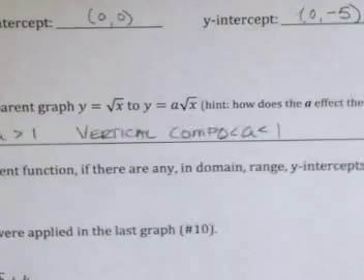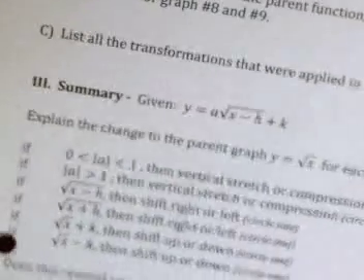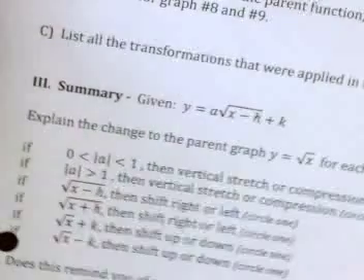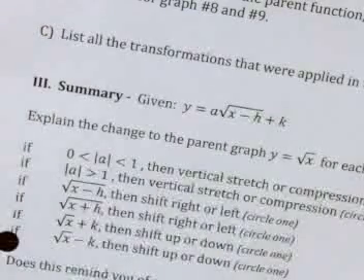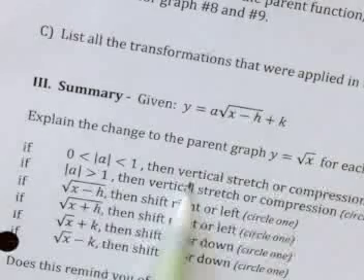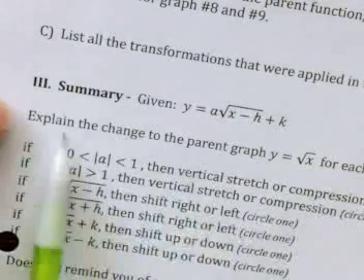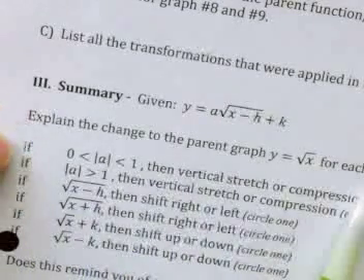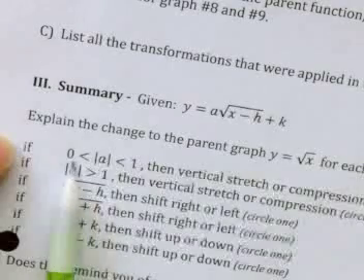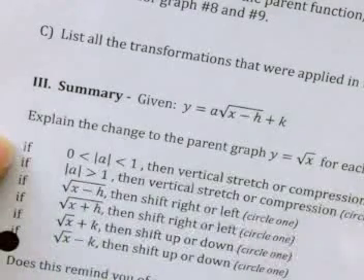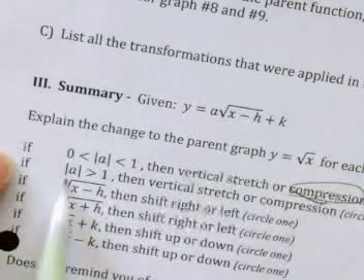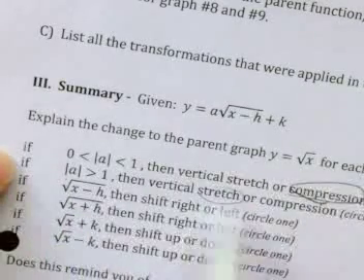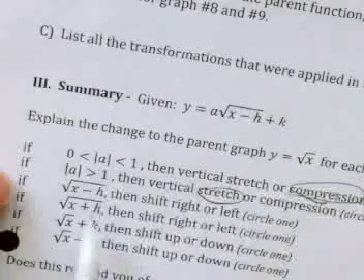So you have a summary right here. And take a moment to explore the summary because it generalizes everything we've done so far. And it talks about vertical stretches or compressions. It says, explain the change to the parent graph. So if a is in between 0 and 1, we have a vertical compression. If the absolute value of a is greater than 1, we have a vertical stretch.